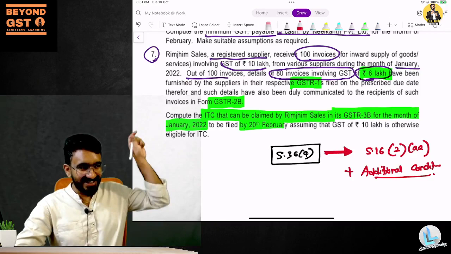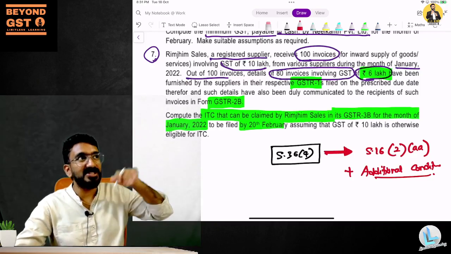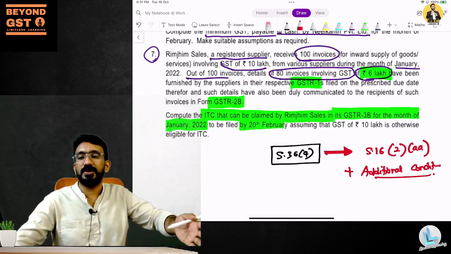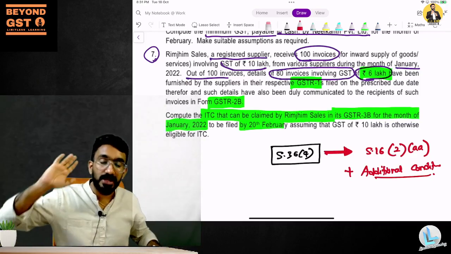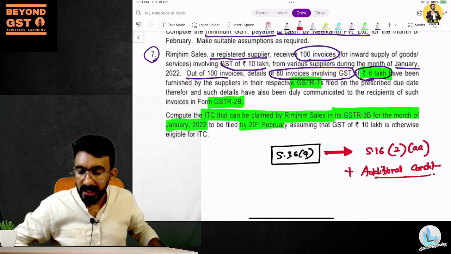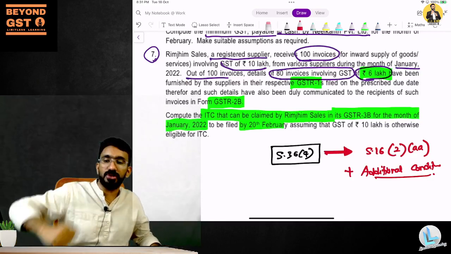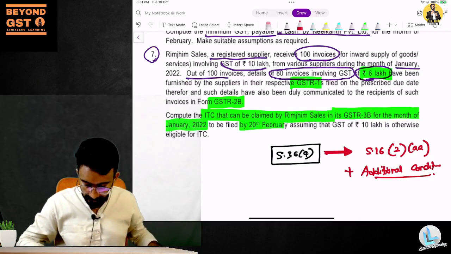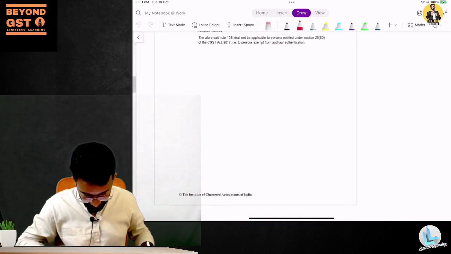In their GSTR1 they upload. In 2B I can check whether they have uploaded. Whenever it's uploaded, that month I'll take the credit. If it was uploaded in April, I take the credit only in April. Are you guys with me? This is the fifth condition to be satisfied for taking credit. Is it clear?